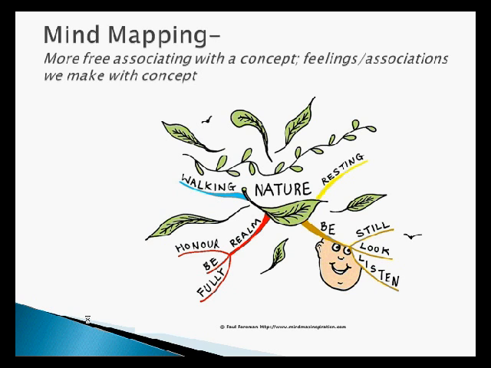Notice in this example by Paul Foreman, on a quote by Eckhart Tolle, looking at the idea of nature. Nature, of course, is the central concept, but then notice how the person kind of maps out some words and ideas that they associate with nature, such as walking or resting. Notice how it kind of branches off into separate ideas, talking about how we need to just exist and how we can do these things to be still and look and listen to nature around us.